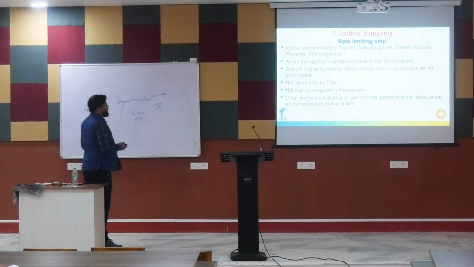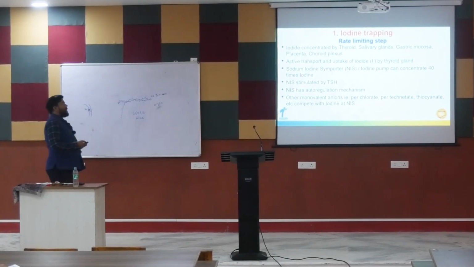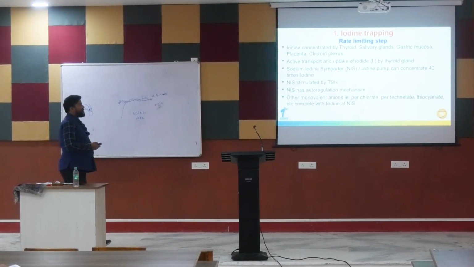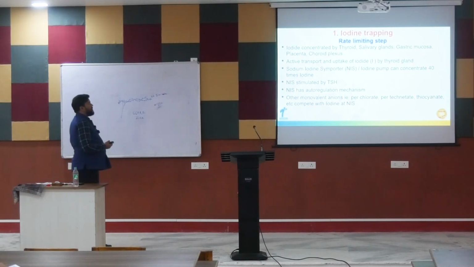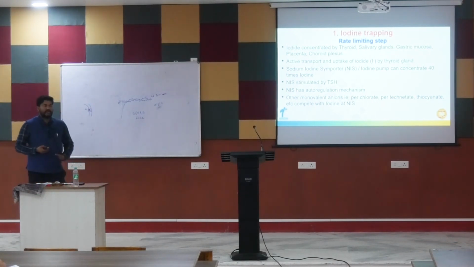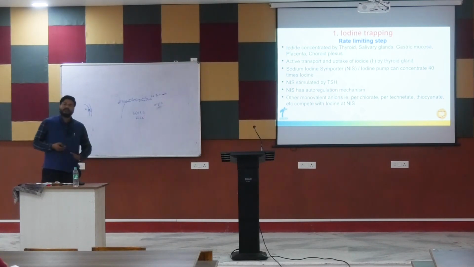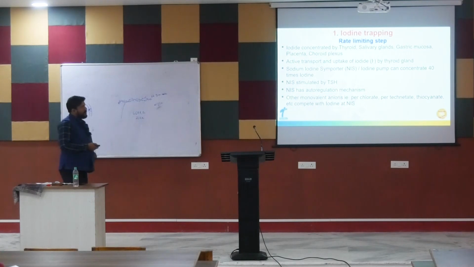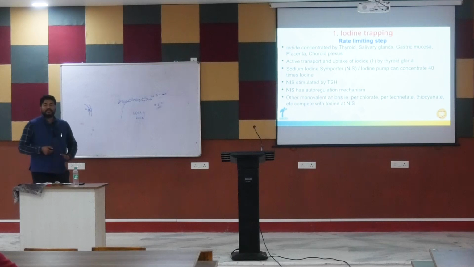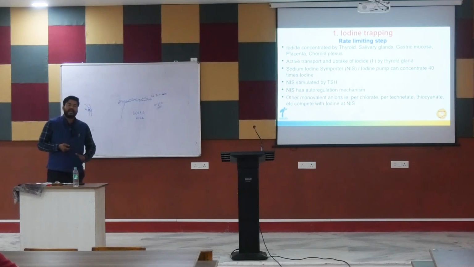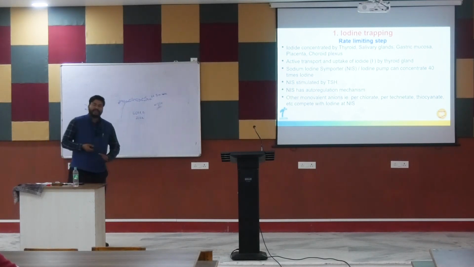So iodide trapping. Normally iodide is concentrated by thyroid, salivary gland, gastric mucosa, placenta and choroid plexus. So iodide is not only concentrated in the thyroid gland. There are other glands also. Why the placenta? Why does the placenta need iodine? Because it is for the baby. Yes. Okay.